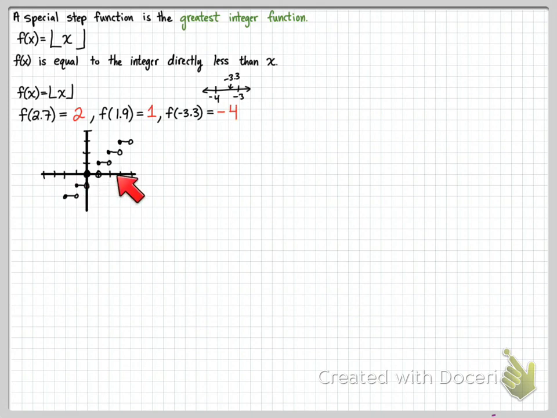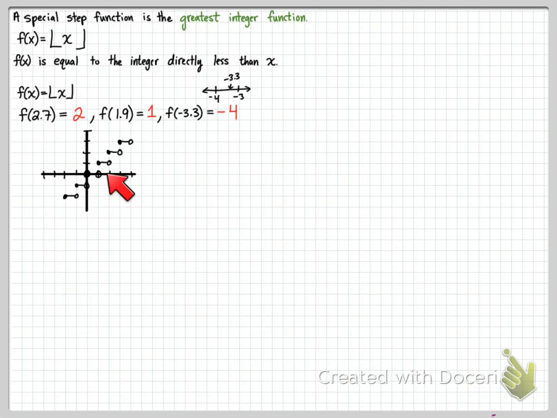So 2.7 is somewhere in between 2 and 3. F of x equals 2. What about 1.9? So 1.9 is almost at 2, but it's not quite 2. And f of x equals 1 when x is 1.9.